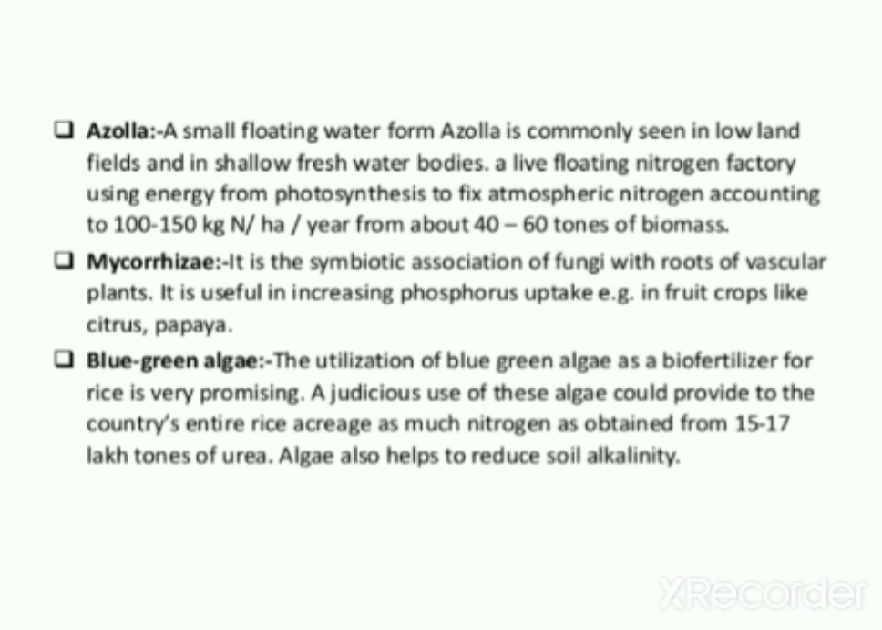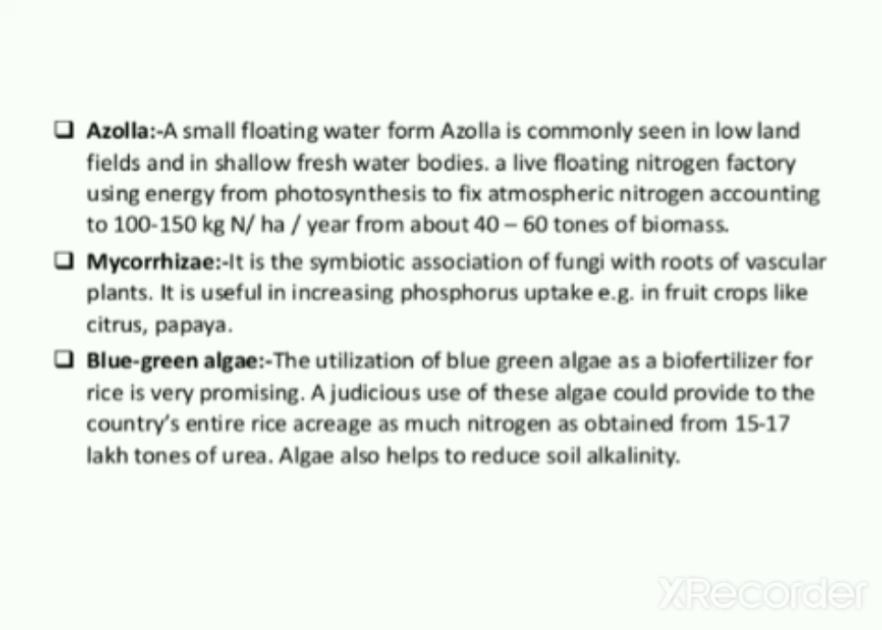Azolla, a small floating water fern. Azolla is commonly seen in lowland fields and shallow freshwater bodies. A live floating nitrogen factory, using energy from photosynthesis to fix atmospheric nitrogen amounting to 100 to 150 kilograms per hectare per year from about 40 to 60 tons of biomass.